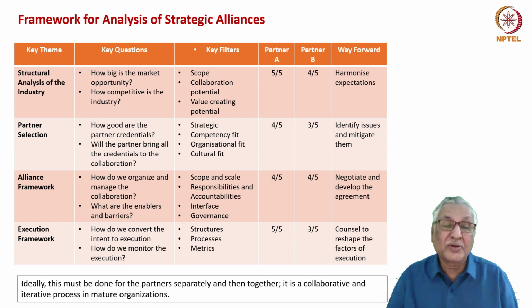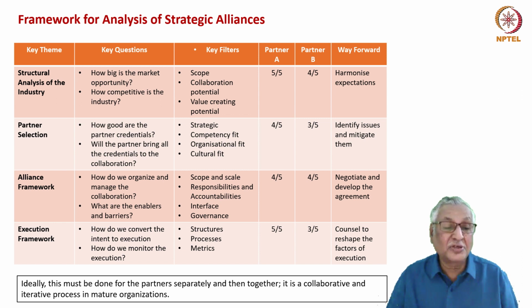Let's look at the alliance framework, the maturity of management, the maturity of process. Partner A is ranked 4 by 5, partner B is also ranked 4 by 5. Then we can negotiate and develop the agreement. Not only that, we may think of elevating ourselves together to a higher standard.